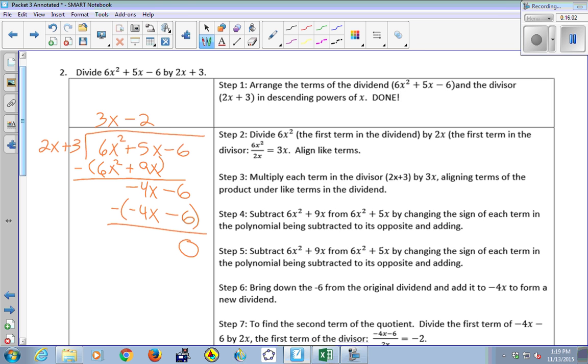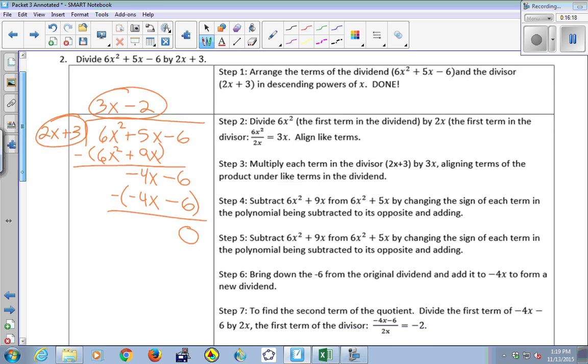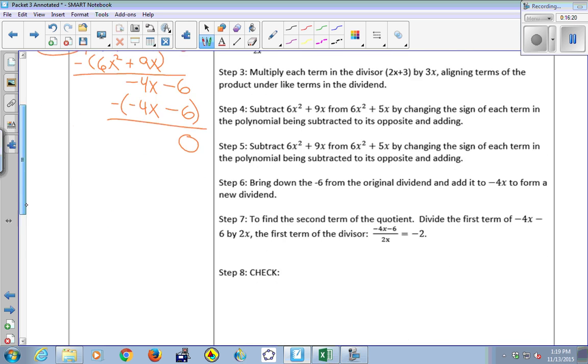So is 2x plus 3 a factor of 6x squared plus 5x minus 6? Yes, because we got a remainder of 0. So it should be that if I multiply these two guys together, I should get the original dividend back. Okay, so let's just check that that works.